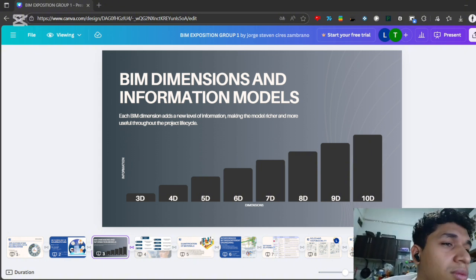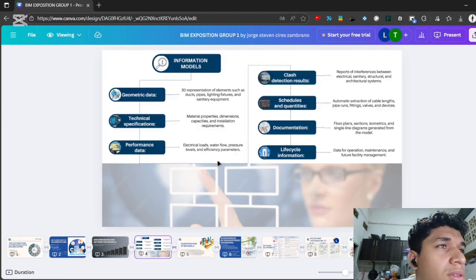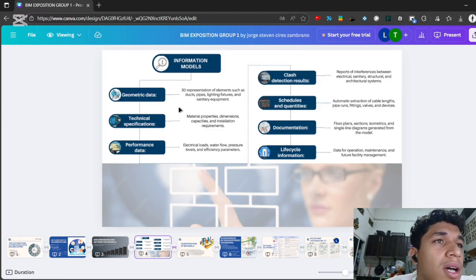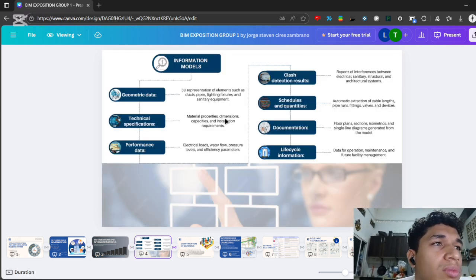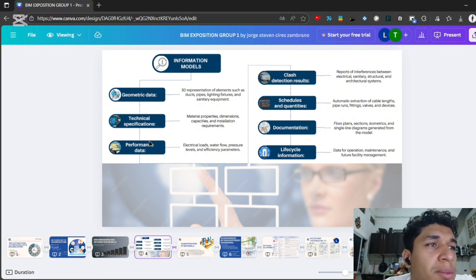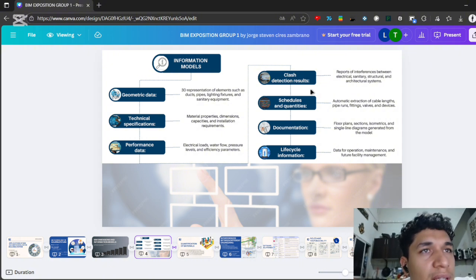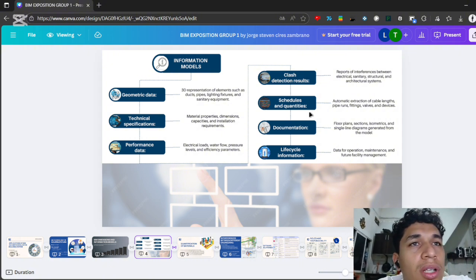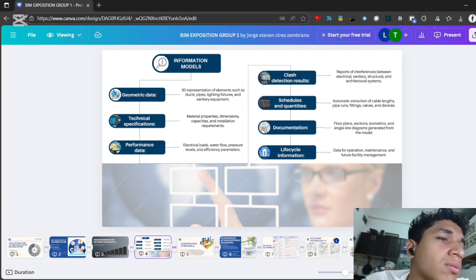And now the information model: geometry data, technical specification, performance data, classification results, schedule and quantities, documentation, life cycle information.